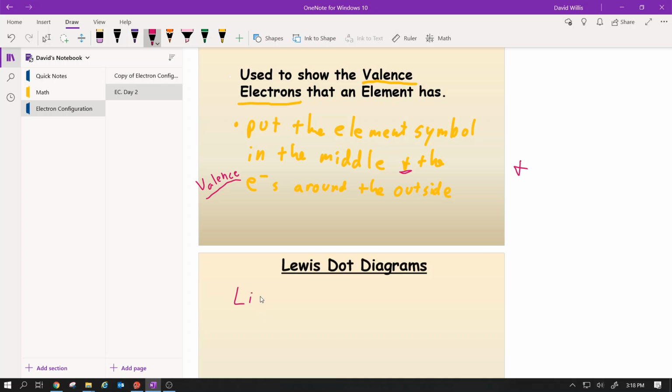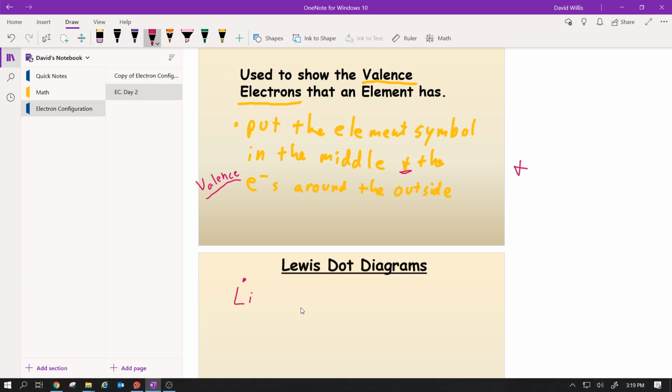All right. So if I had lithium, I would write Li as the symbol for lithium. Let's find lithium on the periodic table. It's atomic number 3. In this case, I'm actually less concerned about its atomic number than I am its family group number. It's in group 1A, which means it has how many valence electrons? 1. Okay, so group 1A has 1 valence electron. So I take lithium and put 1 electron around it. And that's all there is to it.